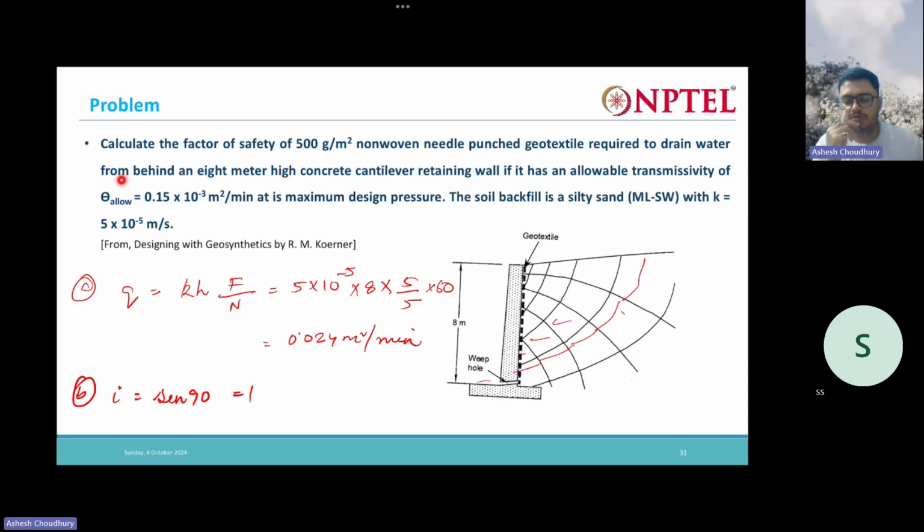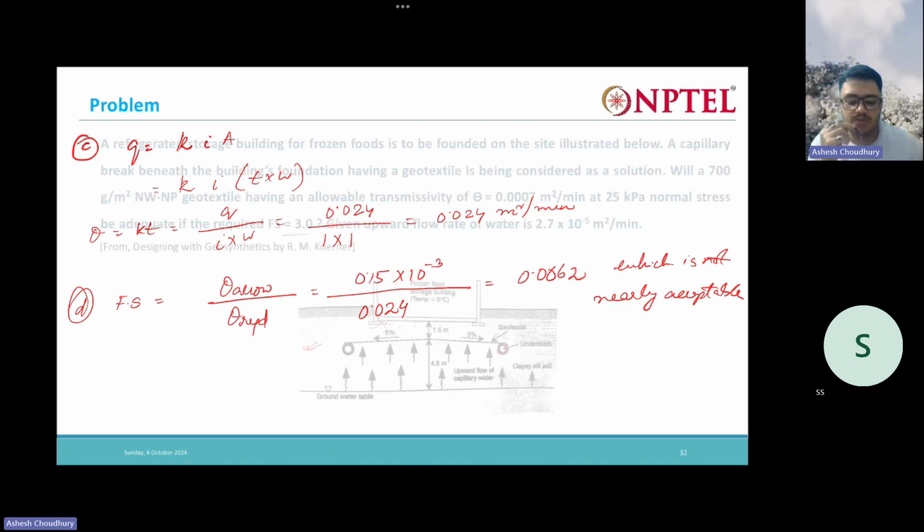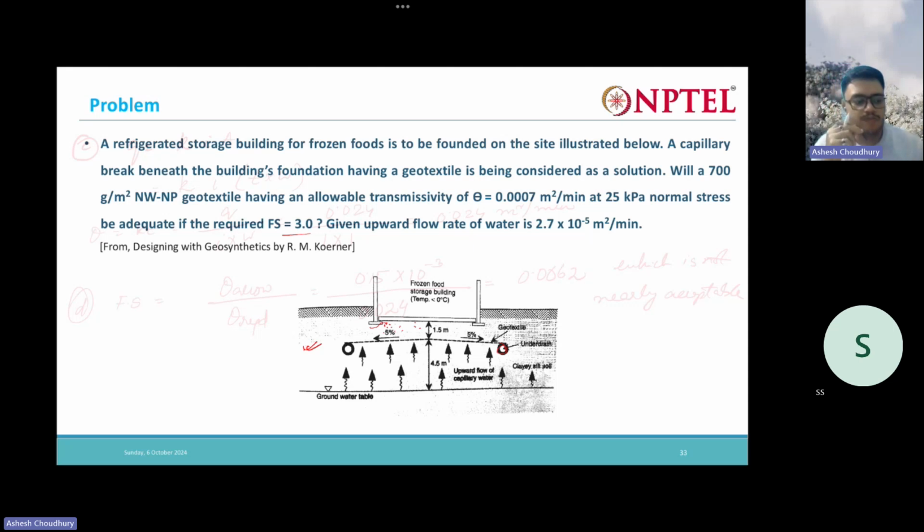Similar to the previous problem, we first calculated the flow, and after that we calculated the transmissivity. This is the required transmissivity. Then, similar to the previous one, we find the factor of safety, allowable by required. We see that the factor of safety is very low, not even nearly acceptable. So we need to go for some other geotextile having high transmissivity.